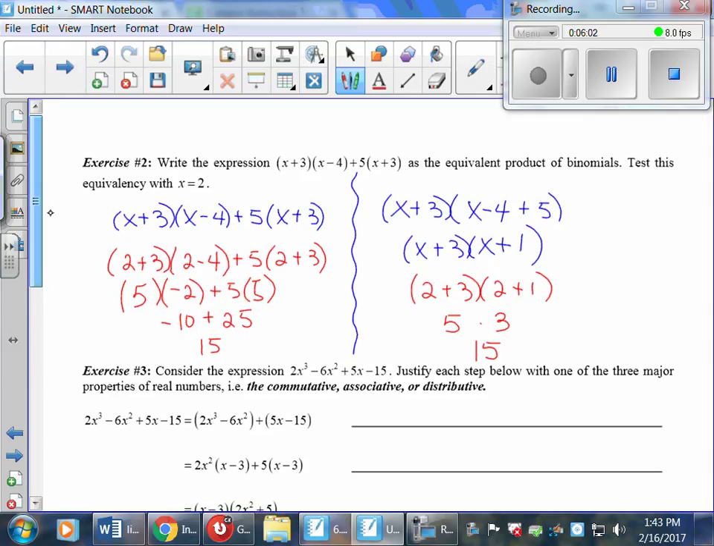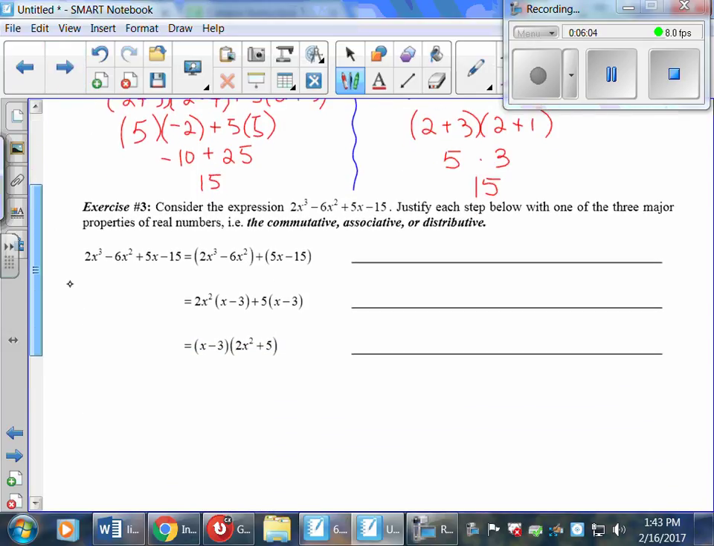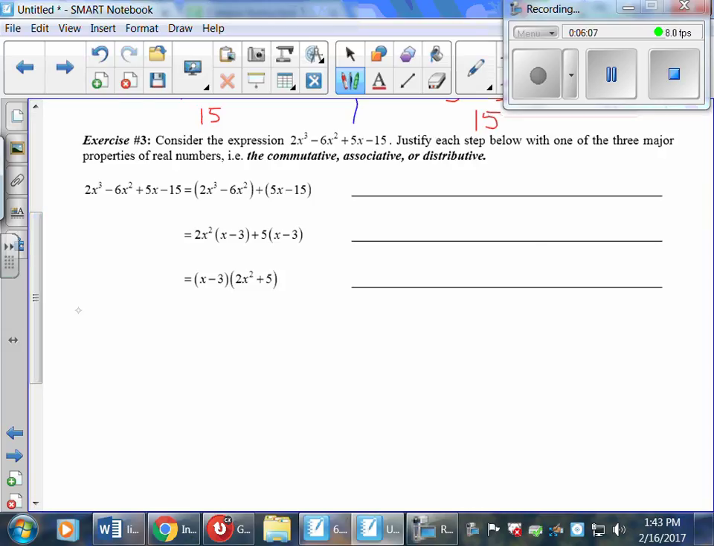Okay, in exercise 3, it says consider the expression 2x cubed minus 6x squared plus 5x minus 15. Justify each step below with one of the three major properties of real numbers. This, i.e., means, in other words, the commutative property, the associative property, or the distributive property. So, as we move from this one to this one, what did we do? Nothing changed places. The only thing that changed were parentheses. And anytime we regroup, that's called the associative property.